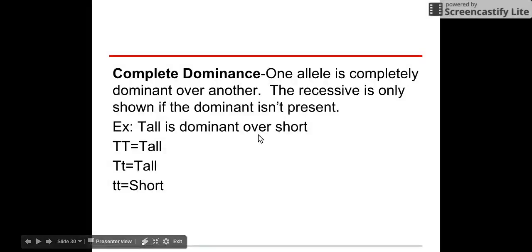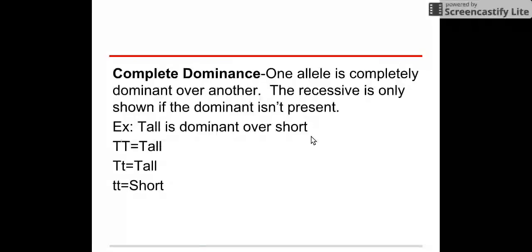The first Punnett square I'm going to teach you how to do is called complete dominance. One of your forms of the gene is totally dominant over the other one. I say one allele. Recessive, you only see if that bully dominant trait is not there. This is complete dominance. One is totally dominant over the other one.